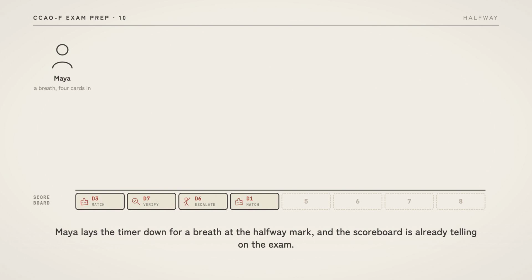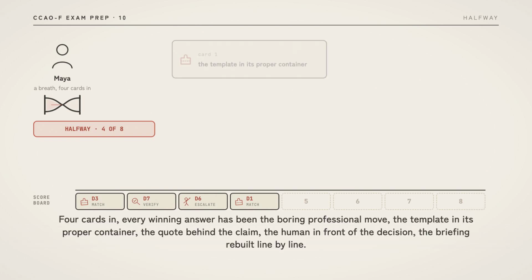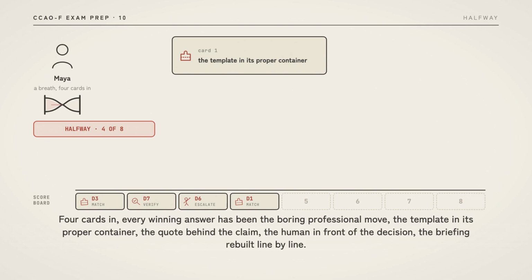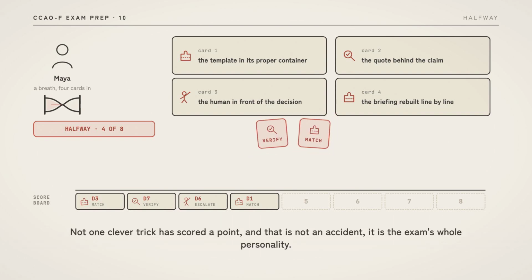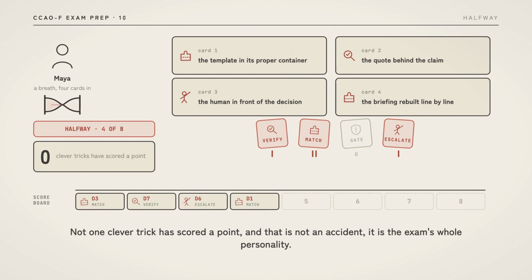Maya lays the timer down for a breath at the halfway mark, and the scoreboard is already telling on the exam. 4 cards in, every winning answer has been the boring professional move, the template in its proper container, the quote behind the claim, the human in front of the decision, the briefing rebuilt line by line. Not one clever trick has scored a point, and that is not an accident, it is the exam's whole personality.